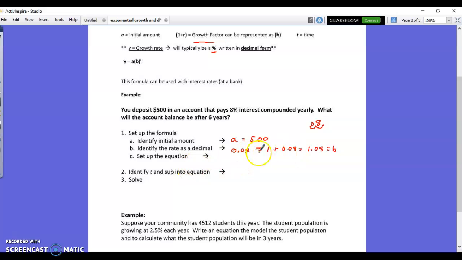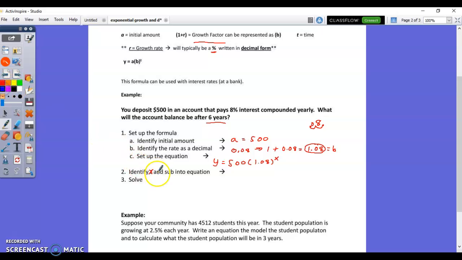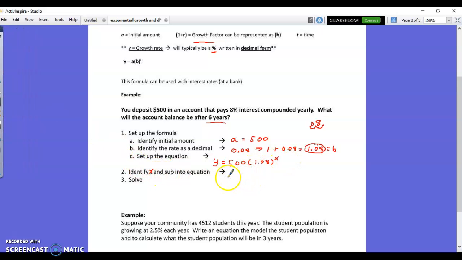So now we can set up that equation. We can say y equals 500 times, and then right here is our growth factor, 1.08 to our x or t power, right? And you can interchangeably put x and t. So then we identify the amount of years. So we have years in here. So we are going to set up this equation now and put 6 in for x. So we have y equals 500 times 1.08 to the 6th power.